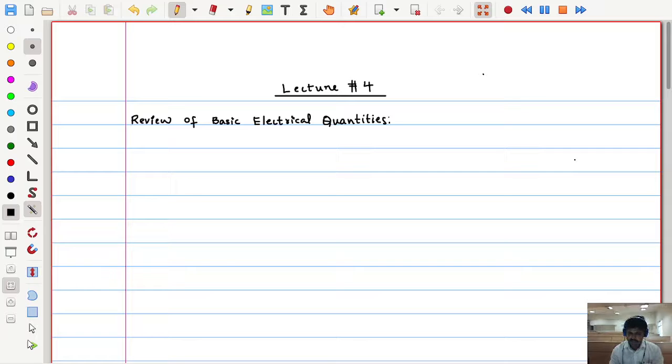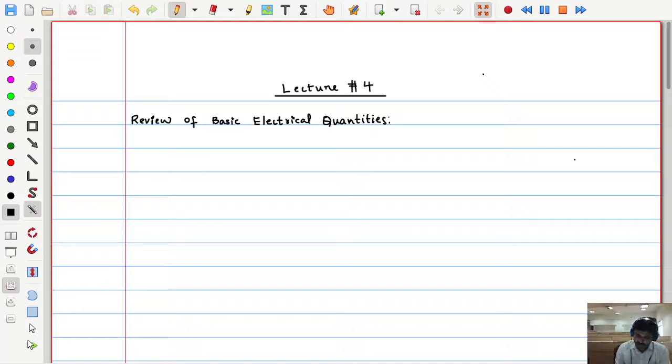In this lesson, we will discuss the basic electrical quantities that we had seen. A quick review will be done here, and we will introduce the different types of network elements, in which initially we take up the active elements and see what the properties of the active elements are, and what the symbolic representation of the active elements is.